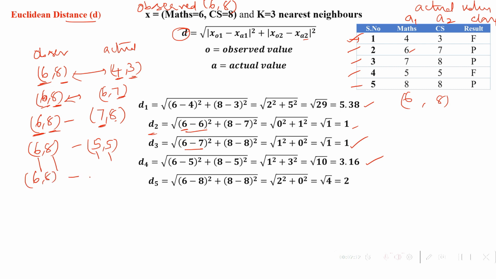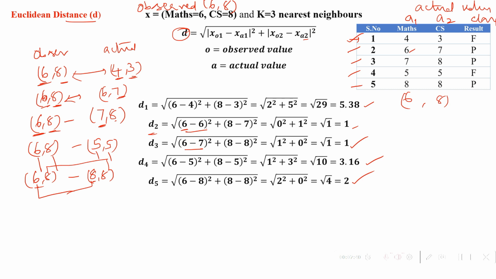Then we are going to find out the similarity between the observed value (6, 8) and the actual values of the 5th instance, that is (8, 8). So we are going to find out the distance between these 2 points. That means square root of (6 minus 8) whole square plus (8 minus 8) whole square, that is equal to square root of 2 square plus 0 square, that is equal to square root of 4, that is equal to 2.